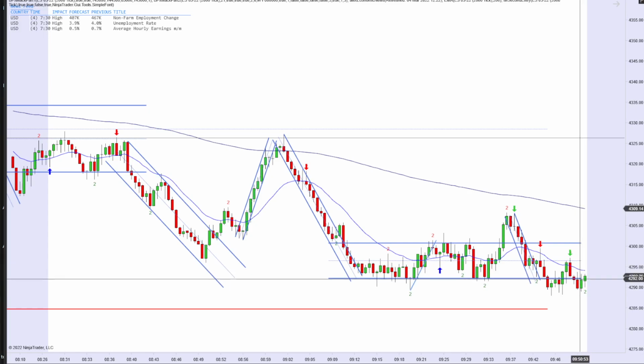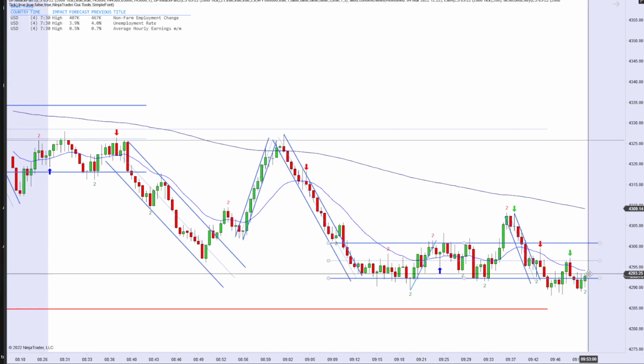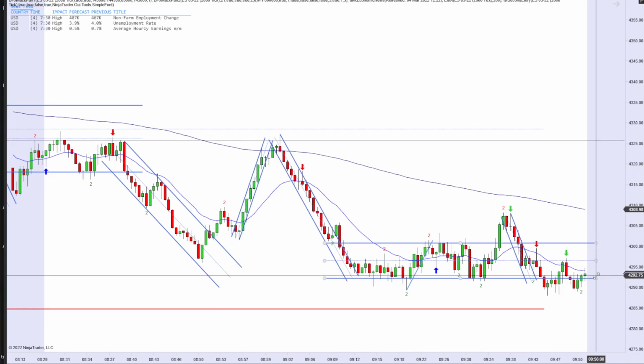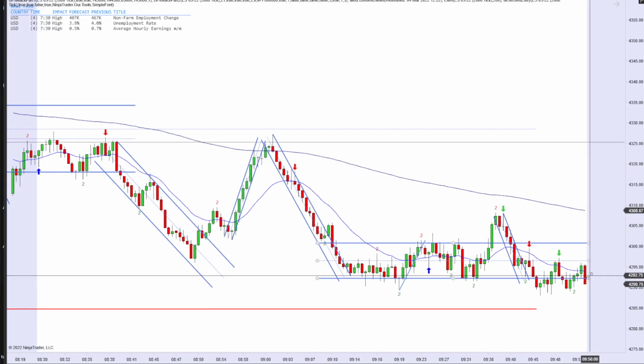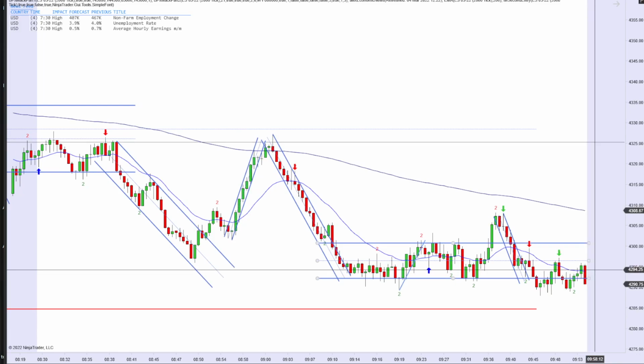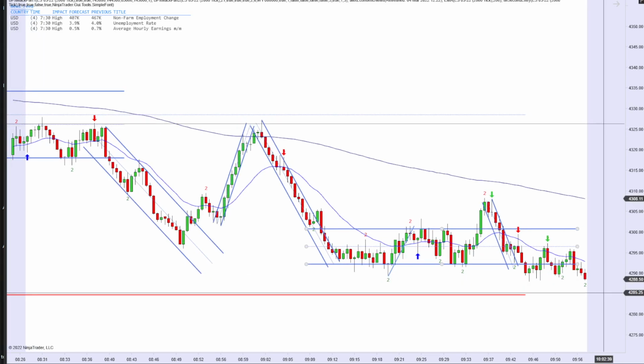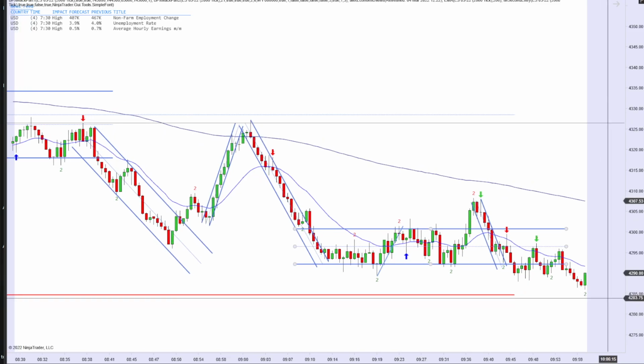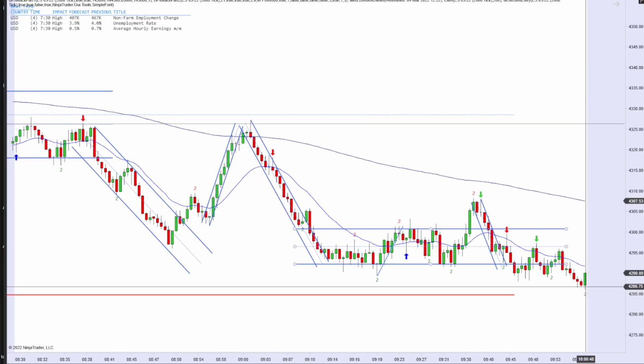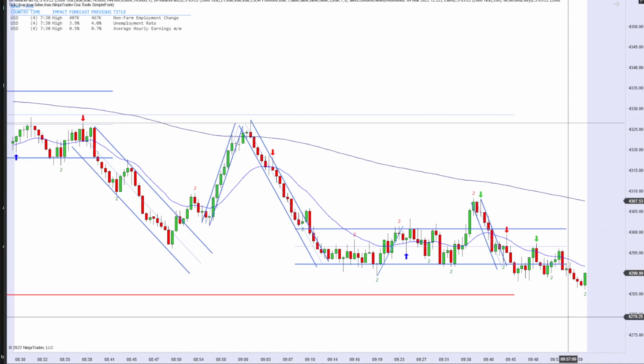First entry long, second entry long here at the bottom of the range. I personally don't want to take that. Again, just based on the rules, we're most likely going to fail down. We don't. You would have gotten that scalp. And this is, I think, where I stopped trading for the day, 10 a.m.